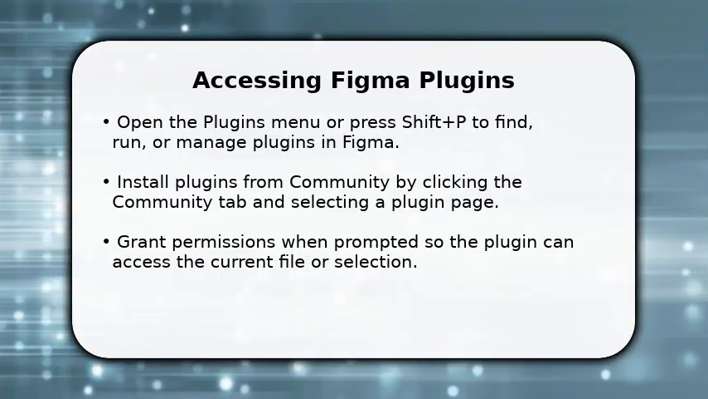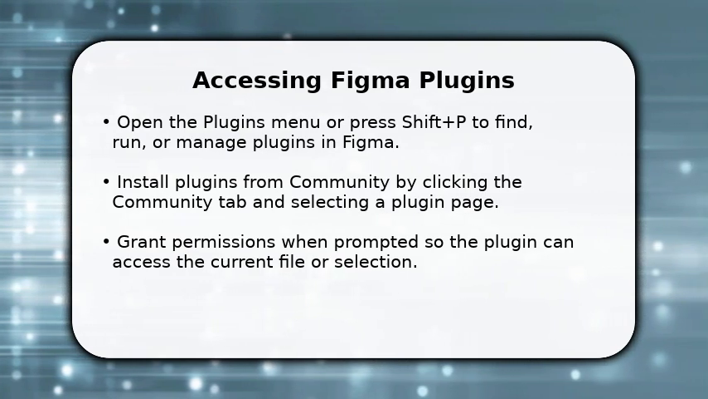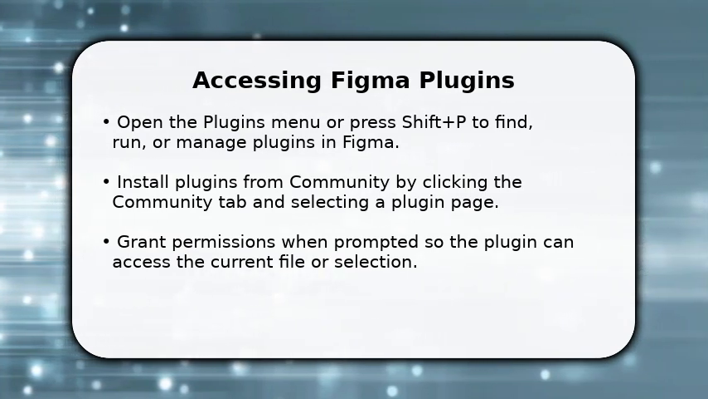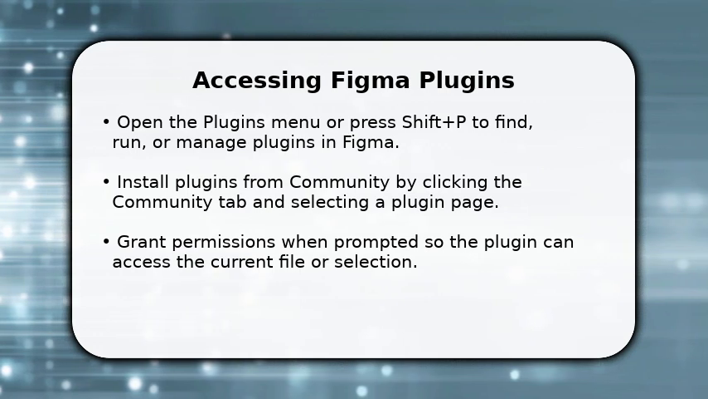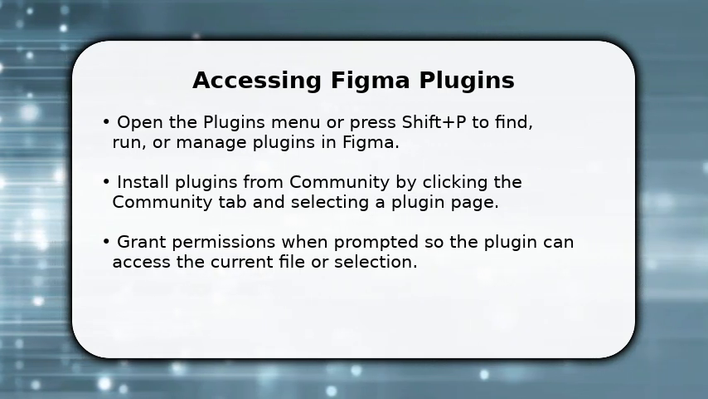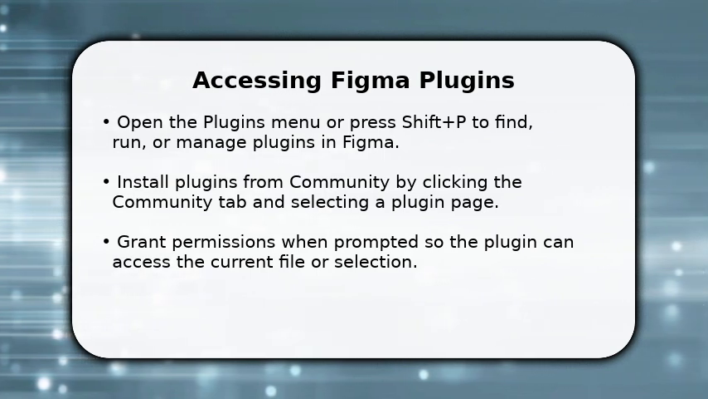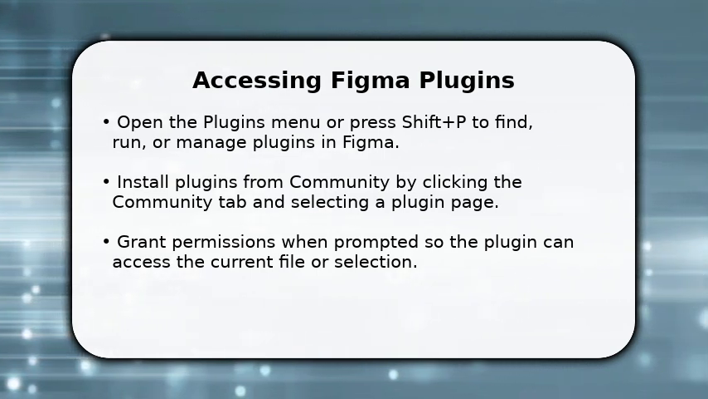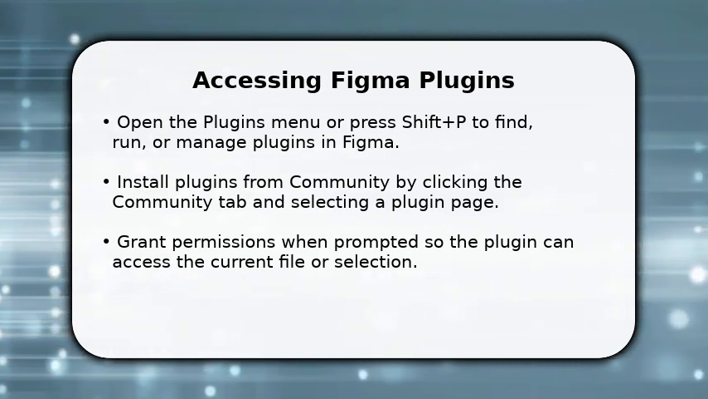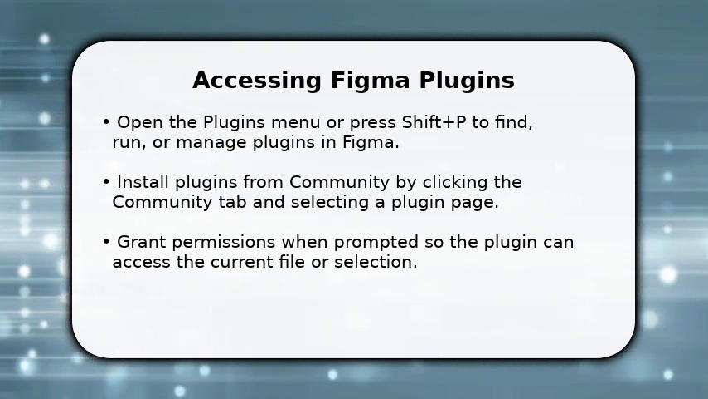Open the Plugins menu from the top bar or press Shift plus P to quickly search, run, or manage plugins in Figma. You can also access plugins from the right-click context menu when an object is selected. Install plugins from Community by clicking the Community tab, choosing a plugin page, and clicking Install. Installed plugins appear under your plugins.